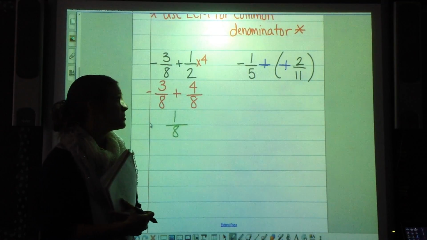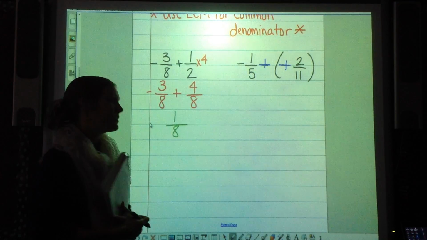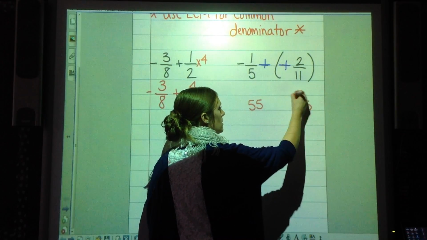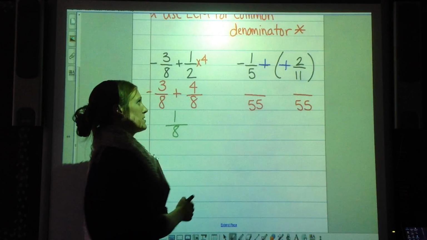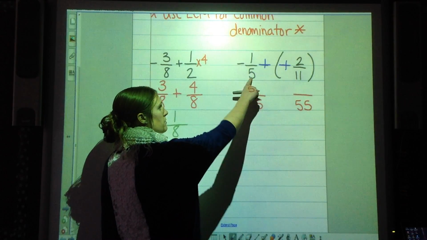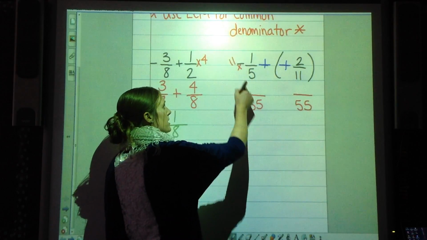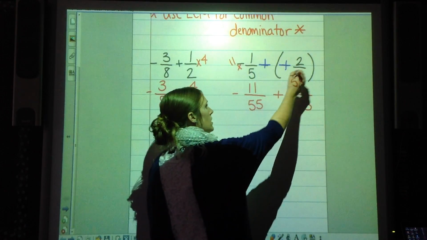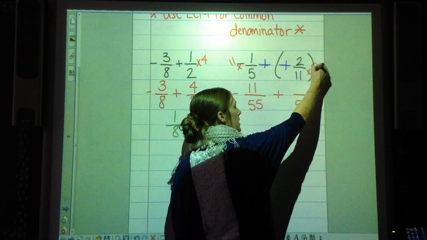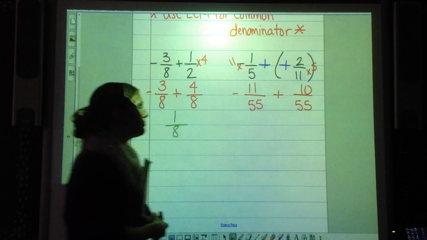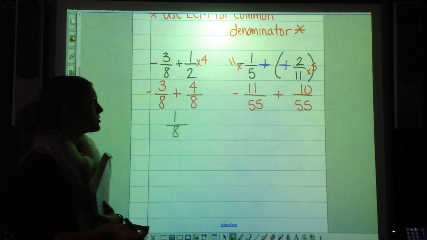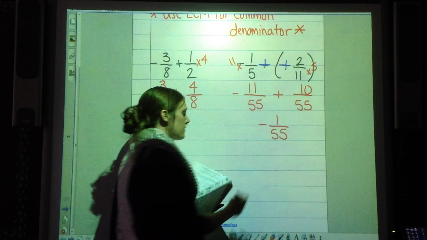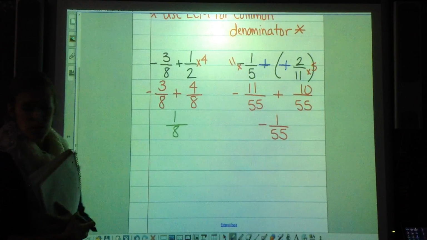My least common multiple between 5 and 11 is 55. We're changing both fractions this time. So from 5 to 55, we multiply by 11. I get a negative 11 in the numerator. And from 11 to 55, we multiply by 5, so I get 10 in the numerator. We said that this was a subtraction problem, so I'm going to subtract 11 and 10. 11 is the bigger quantity, it's negative, so my answer is also negative.